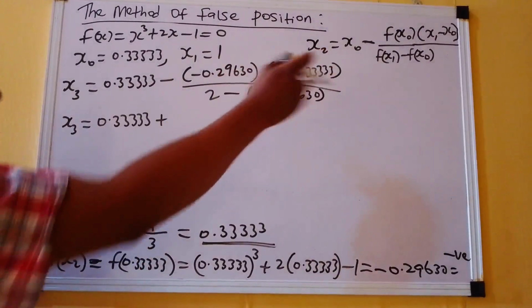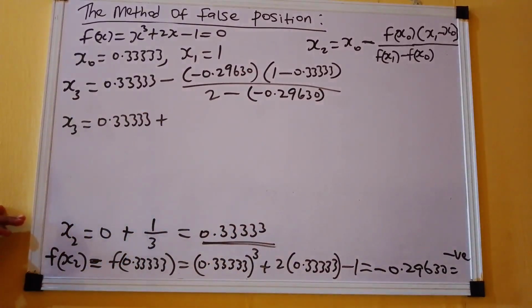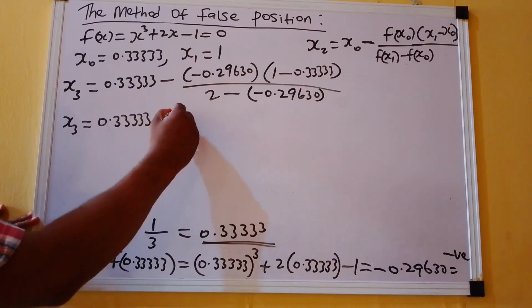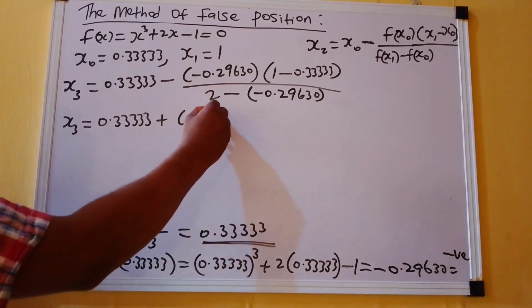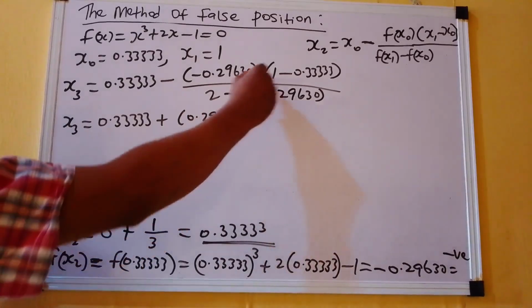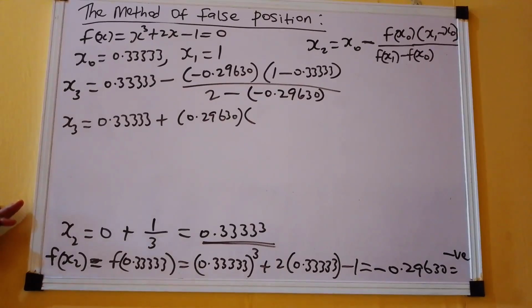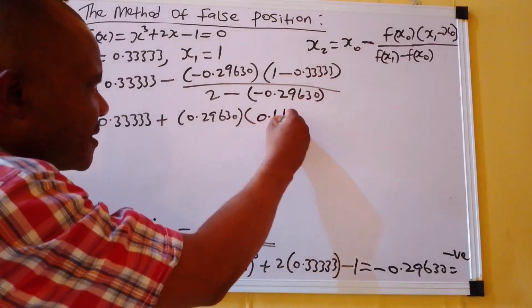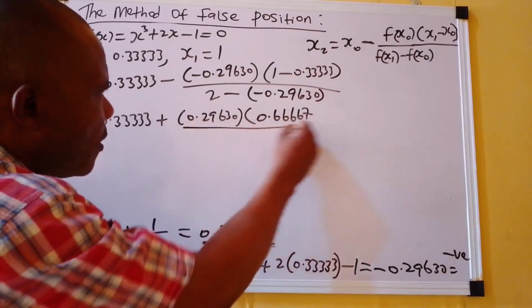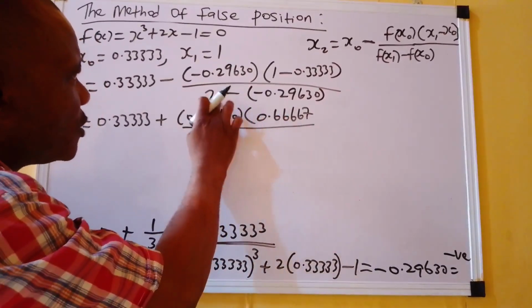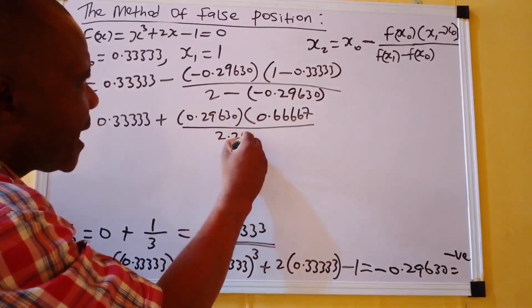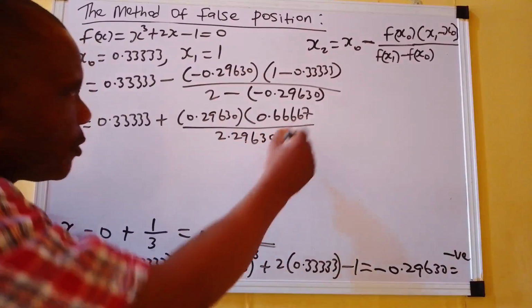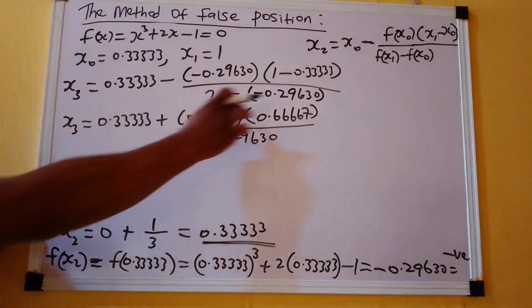Then by the time you carry that out, you subtract 1 from this, you are going to have 0. This will now become positive. This will now be 0.29630. Then this minus this will now be equal to 1 minus 0.333 will be 0.66667. All over, you add minus times minus will be plus. 2 plus this will be 2.29630. So you have to multiply this. You multiply this and divide by this.